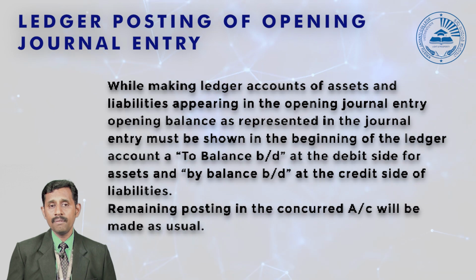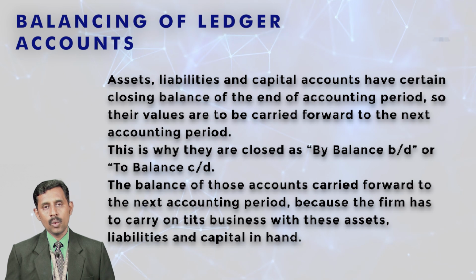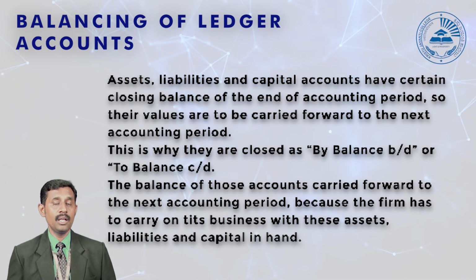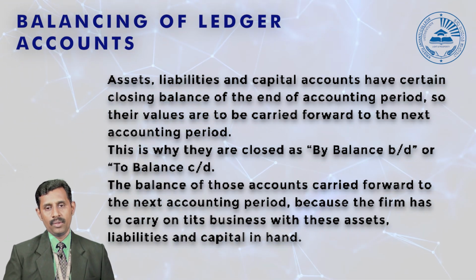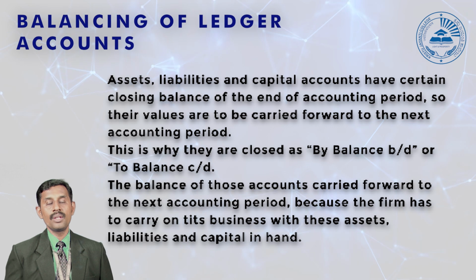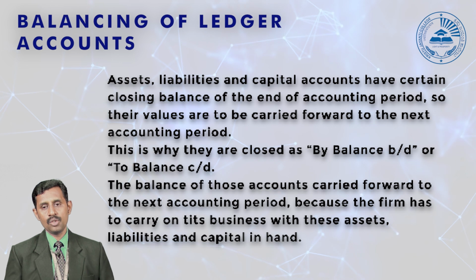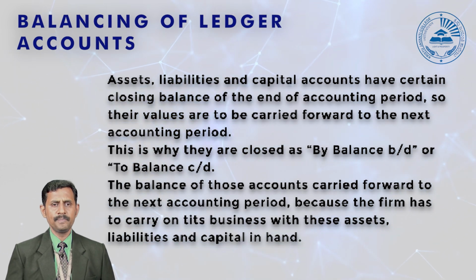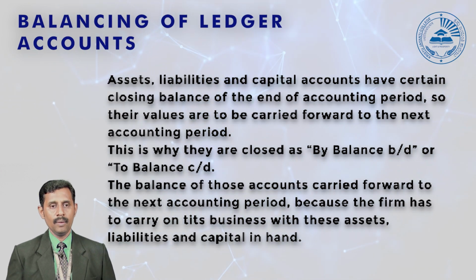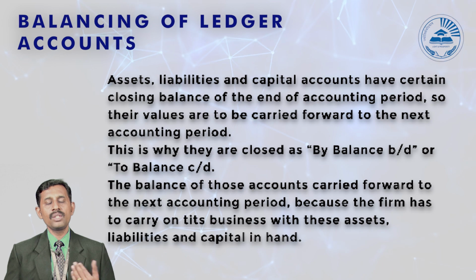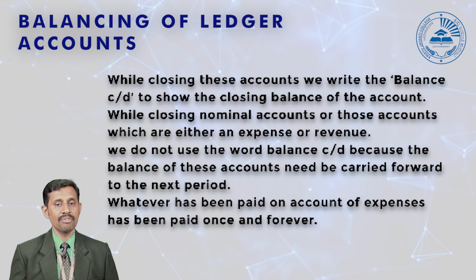Next one, balancing of ledger accounts. Assets, liabilities and capital accounts have a certain closing balance at the end of the accounting period. So what we will do is carry this forward to the next period. At that time we will use the words 'by balance brought down' or 'to balance carried down'. So we will use 'by' as well as 'to'. While closing these accounts, we will write the balance carried down to show the closing balance of the account.